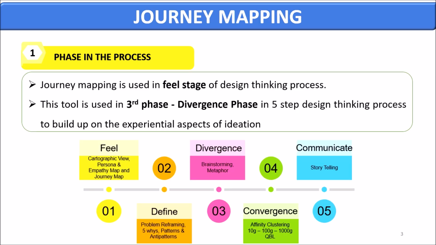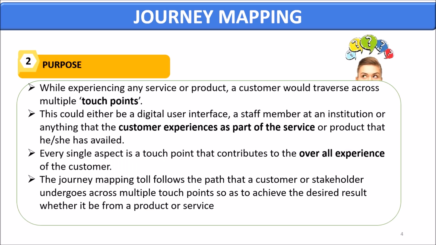Now, first is the phases in the process. This design thinking methodology course goes through five different stages. First one is feel, second is define, third is divergence, fourth is convergence, and the last one is communicate. So journey mapping falls in the first stage, the feeling stage, of the design thinking process, and this tool is also used in the third phase, which is divergence, in the five-step design thinking process.